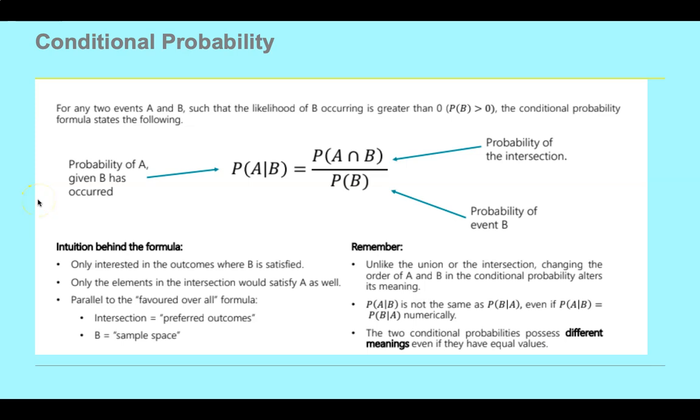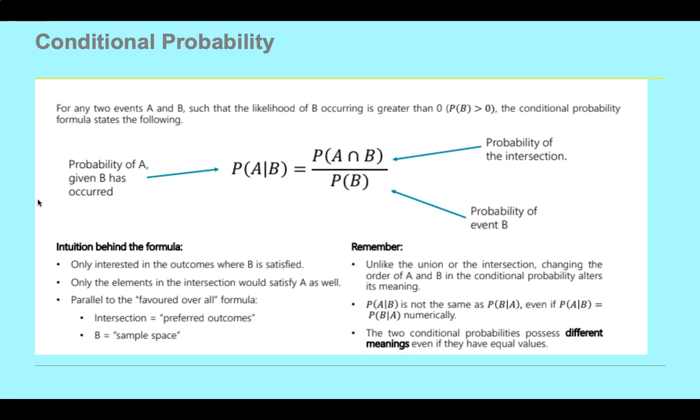Hi, so in this video we're going to talk about conditional probability. When we have two dependent events, we can create this kind of probability between them. Let's suppose for any two events A and B, such that the likelihood of B occurring is greater than 0, that means the probability of B is greater than 0.